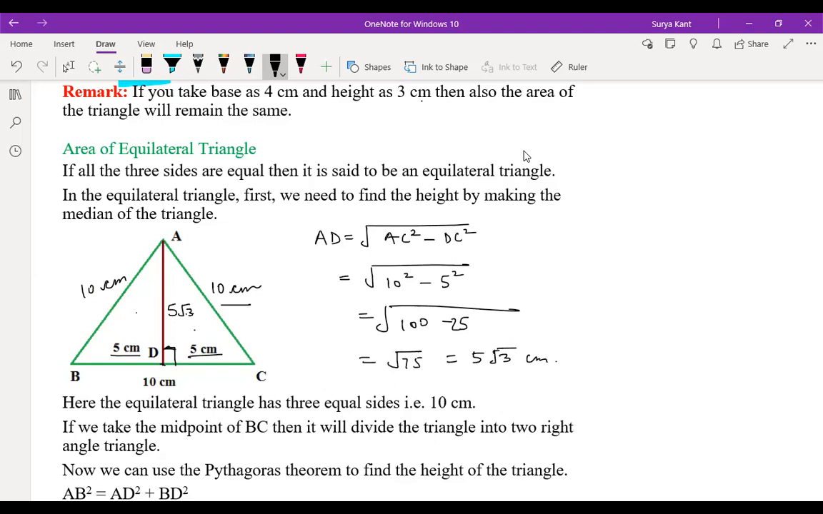Then what can we do? We can find the area now. This is nothing but the altitude, what we call the altitude of the triangle. Okay, we can find it like this.